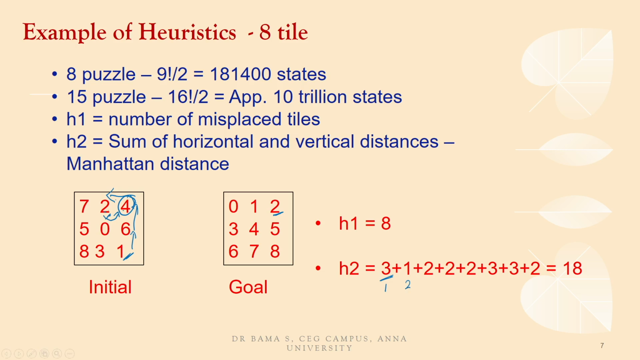So, if you could check, we will do one more example here, which is 3. The number of horizontal and vertical distances is going to be 1, 2. So, this is 3, the third tile. If we count the sum of all these, it is going to be 18. So, this is another type of heuristic, which is H1, and another one is H2, which is the horizontal and vertical distances. Now, we have defined the heuristic values.